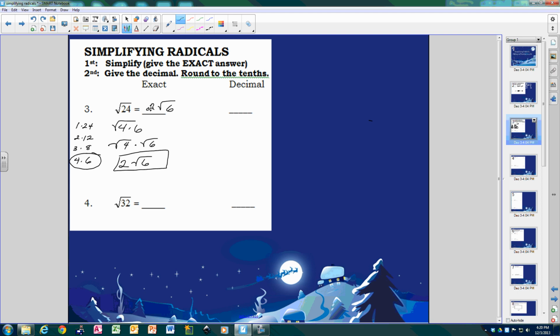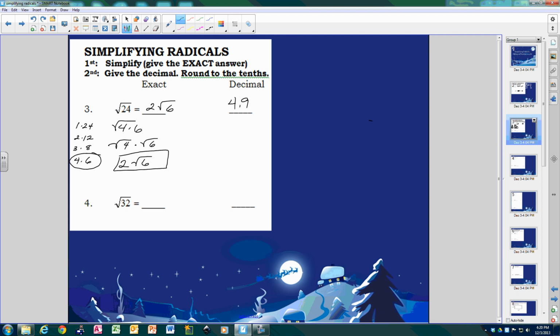Do not get these two mixed up. Don't do 6 square root of 2 because then you'll have it wrong. Okay, and then the decimal version, well, obviously you can go in your calculator and just hit the square root of 24, and you will get 4.9.